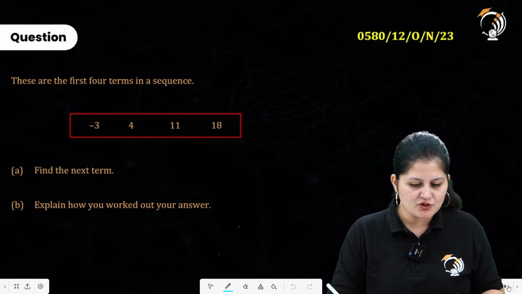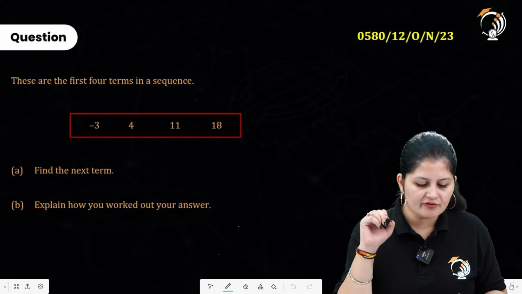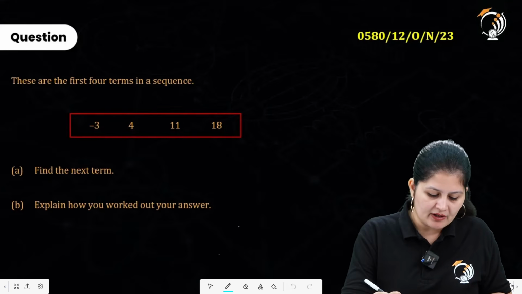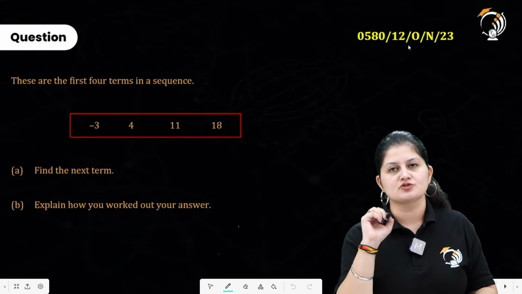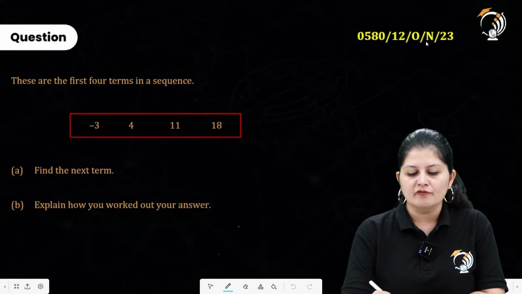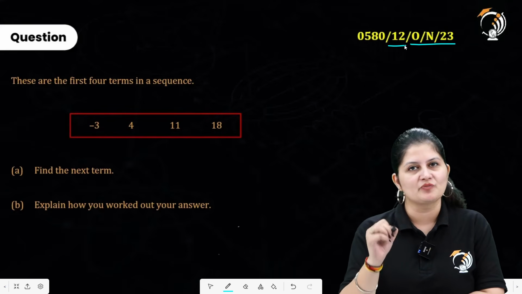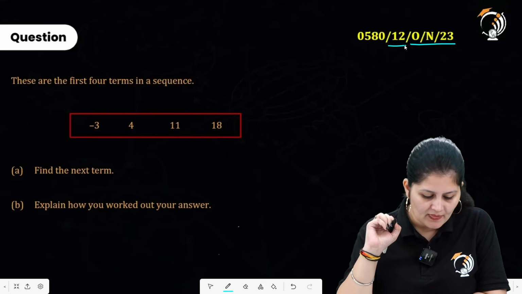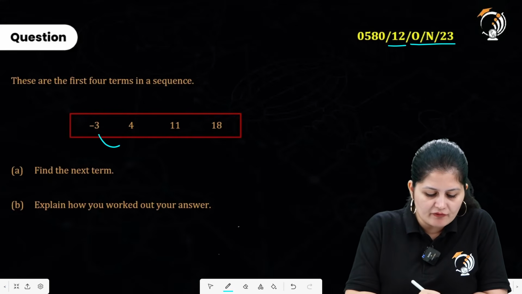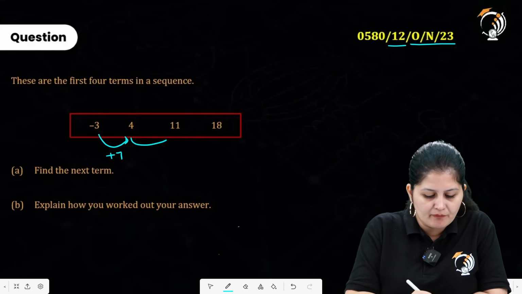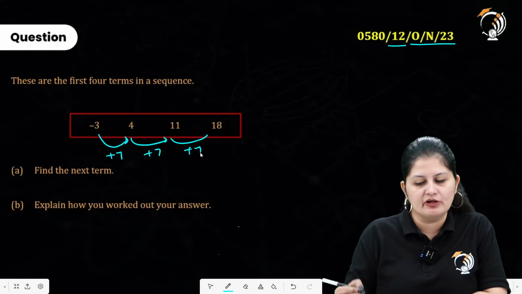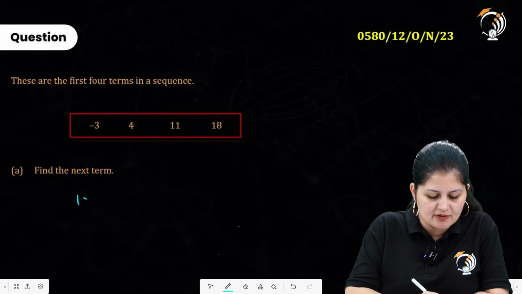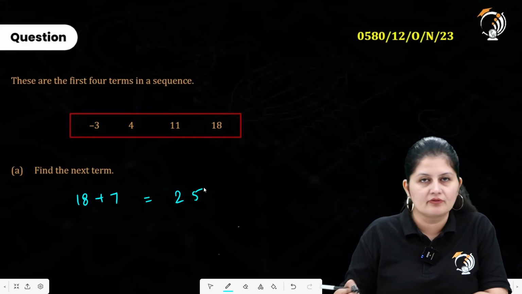Moving to the next question now. These are the first 4 terms in a sequence, right? We need to find the next term and explain how you worked out your answer. So, again it is a previous year question from the paper of October-November 23 from the variant 1-2. As we need to get the next term, what we can observe is a pattern of +7, correct? So, clearly in order to get the next term, we'll do 18 plus 7 and we'll get the next term as 25, correct?